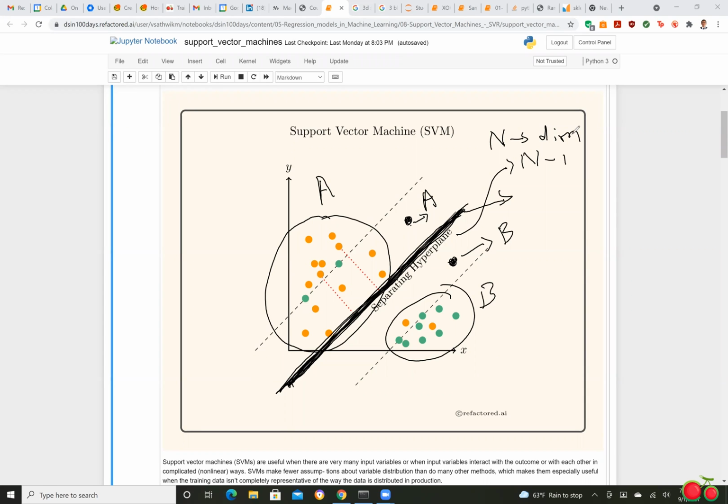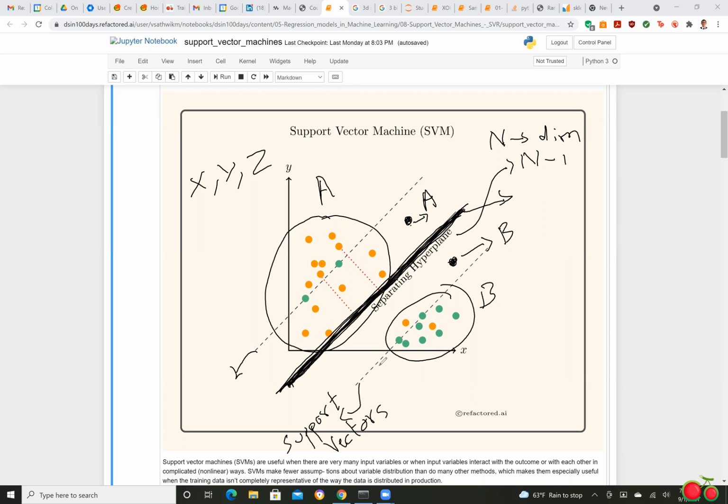Let's say I have 3 dimensions in my data set, I have 3 variables, X, Y, and Z. My hyperplane is going to be a 2-dimensional plane, a simple plane. In this case, it is 1-dimensional and it is a line. Now, how do I draw the line itself? I draw the line using these 2 dashed lines, which are called support vectors. And that's how SVM gets its name. These 2 dashed lines are support vectors.